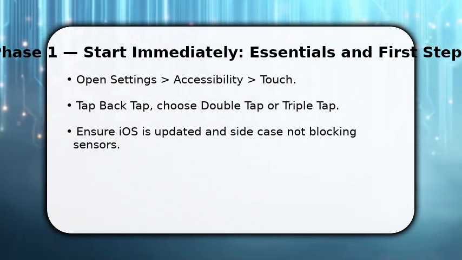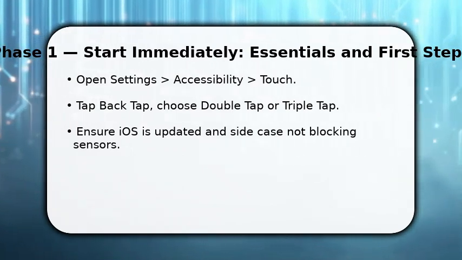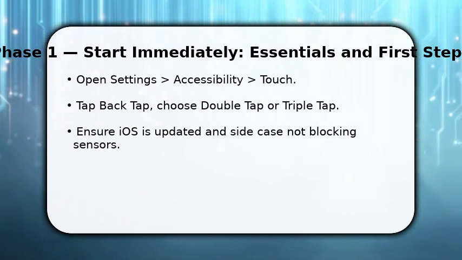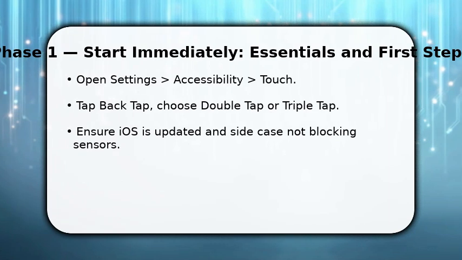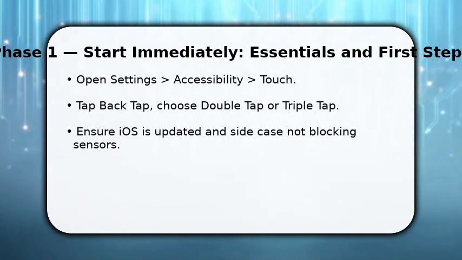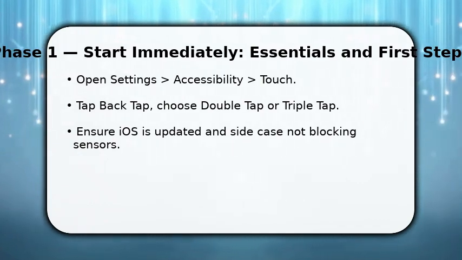Make sure your iPhone 12 runs the latest iOS because updates fix sensor behavior. Once done, select an action from the system list or shortcuts. This is how the gesture links to functionality. Make sure a case isn't too thick because that can dampen the taps and stop reliable detection.